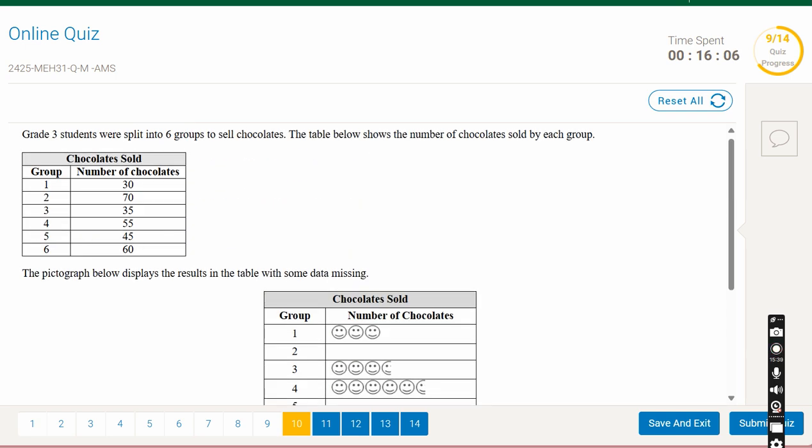The next one is for group 5. Now group 5, what did they say? 45, right? So 45, how many? Okay, understand it like this. This happy face is equal to 10. And this half happy face, sorry, I didn't make that half, but okay, let's make it half. This is 5. Think of this as half, even though it does not look like a half.